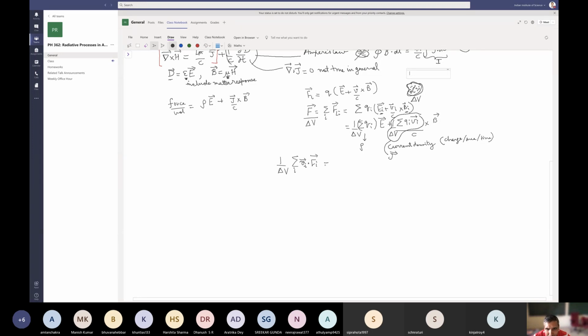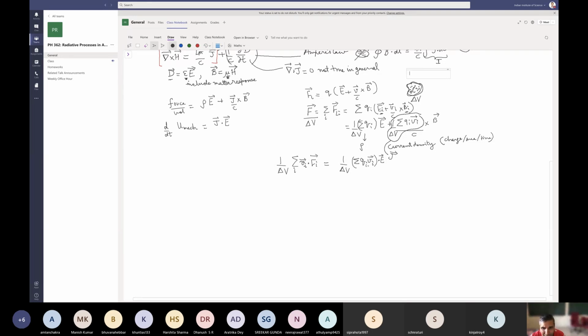All I have is 1 by delta V summation over Qi Vi dot E. So this is the work done. So basically what I get is d dt of my mechanical energy density is equal to J dot E. Let me explain what I have written.